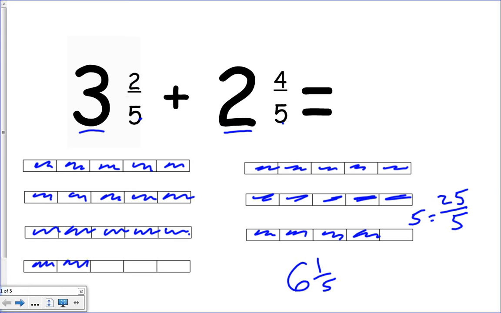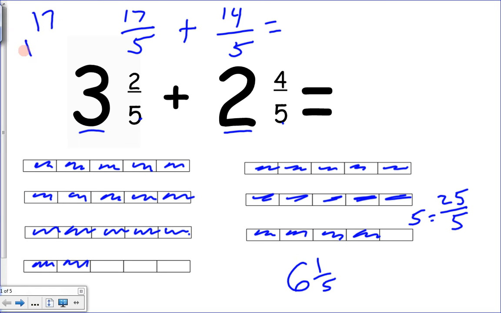Let's turn these mixed numbers into improper fractions. So I'm going to multiply the denominator, 5, by 3, because 1 unit is 5, or 5/5 is 1 unit, so that's going to tell me what to put in the numerator. So 5 times 3 plus 2, 17 fifths, plus 5 times 2, 10, 14 fifths. Then I'm going to add the numerators. I can add these because I have a common denominator already. 17 plus 14, 31 fifths.